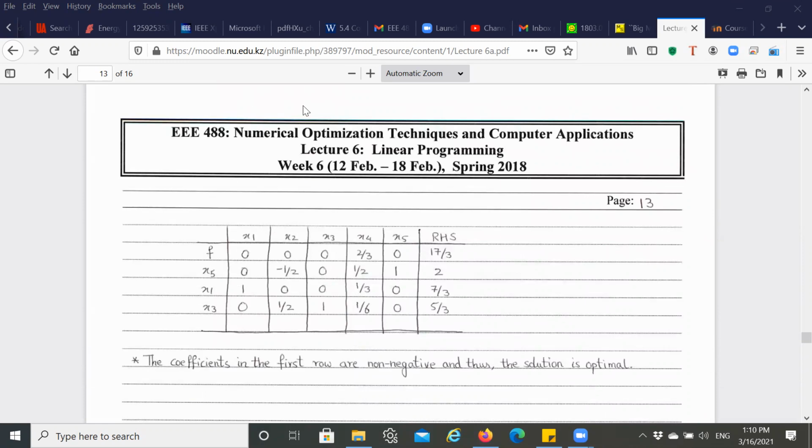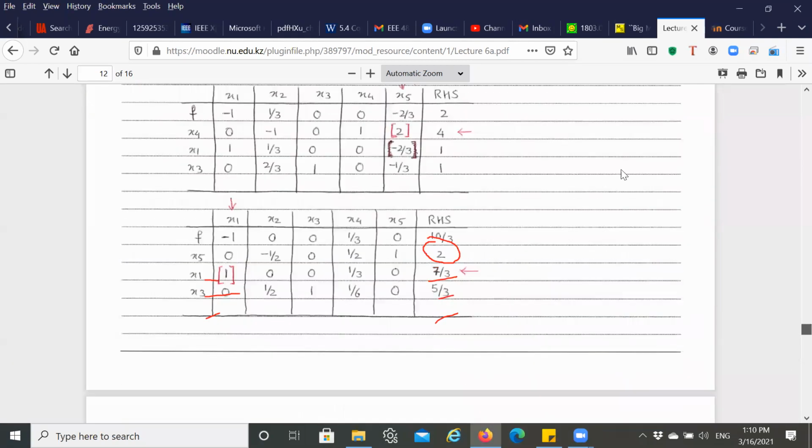Then over here, I can say that x5 is equal to 2, x1 is equal to 7/3, and x3 is equal to 5/3, and the functional value that you obtain at this point would be 17/3. Okay, and this would be your optimal solution. Is it clear? So the two-phase problem is another approach which you can use, or you can use the big M method, doesn't matter.